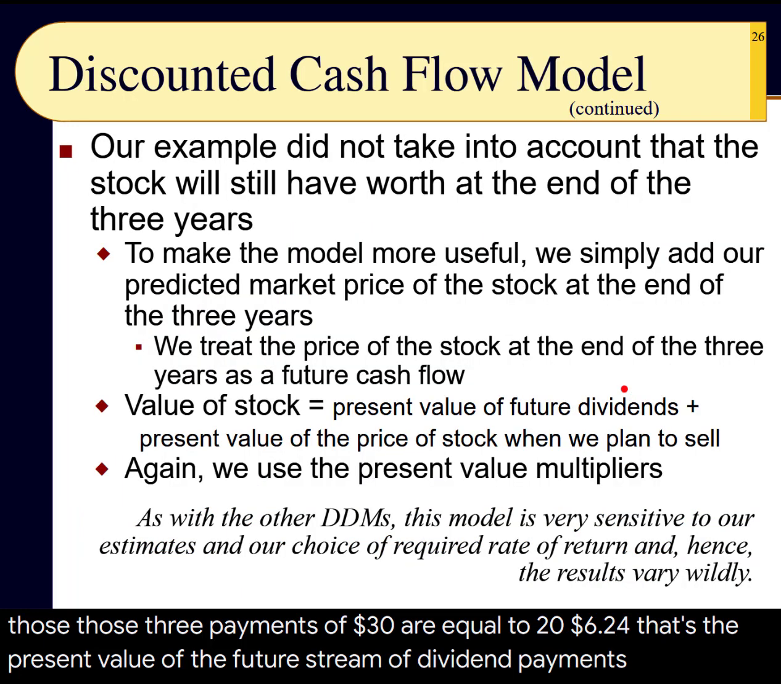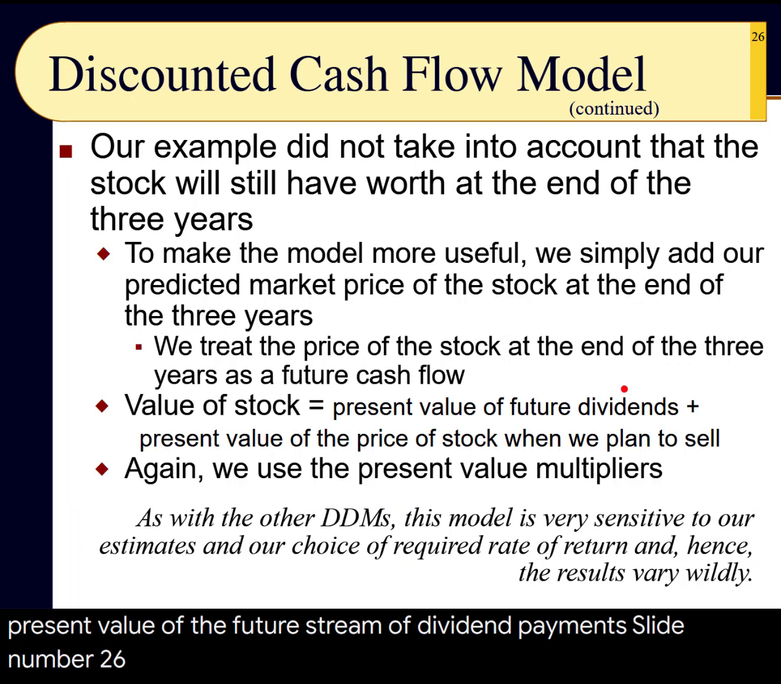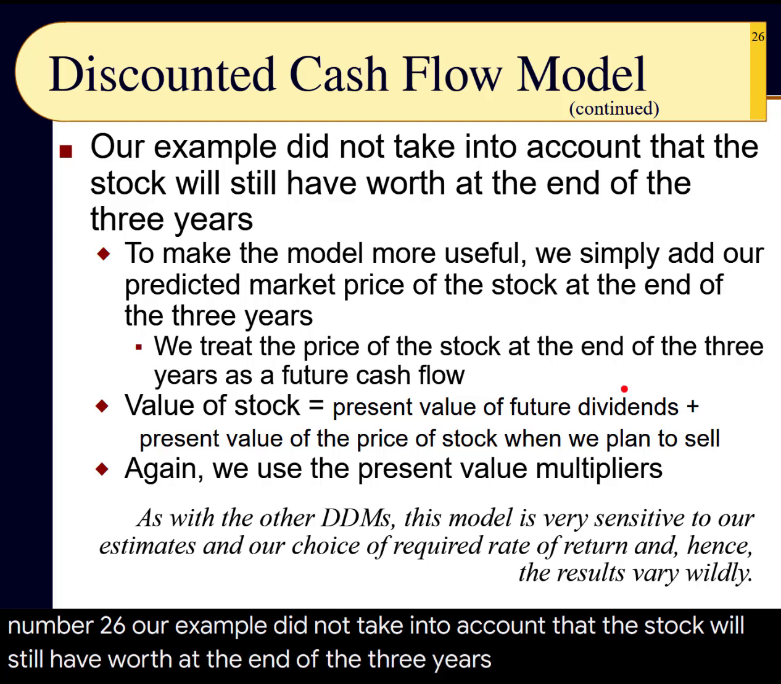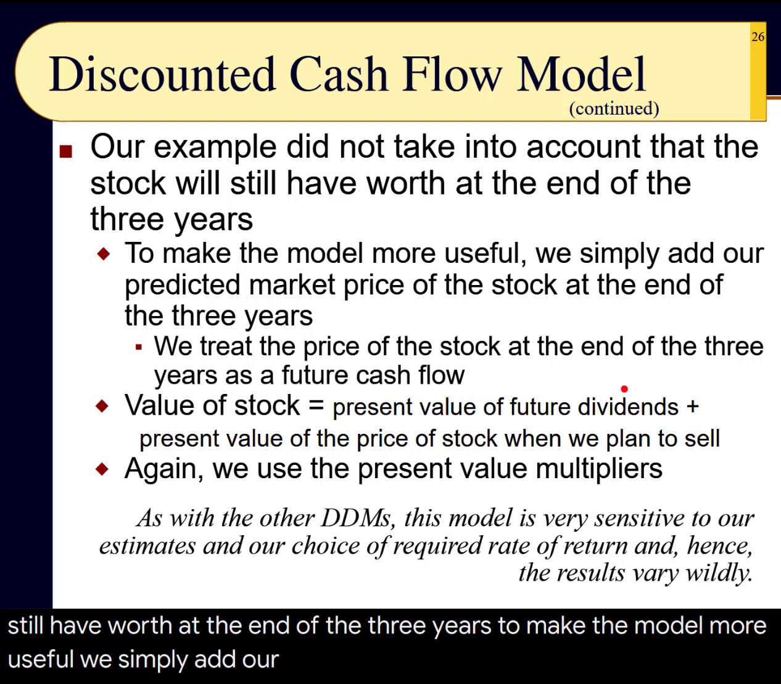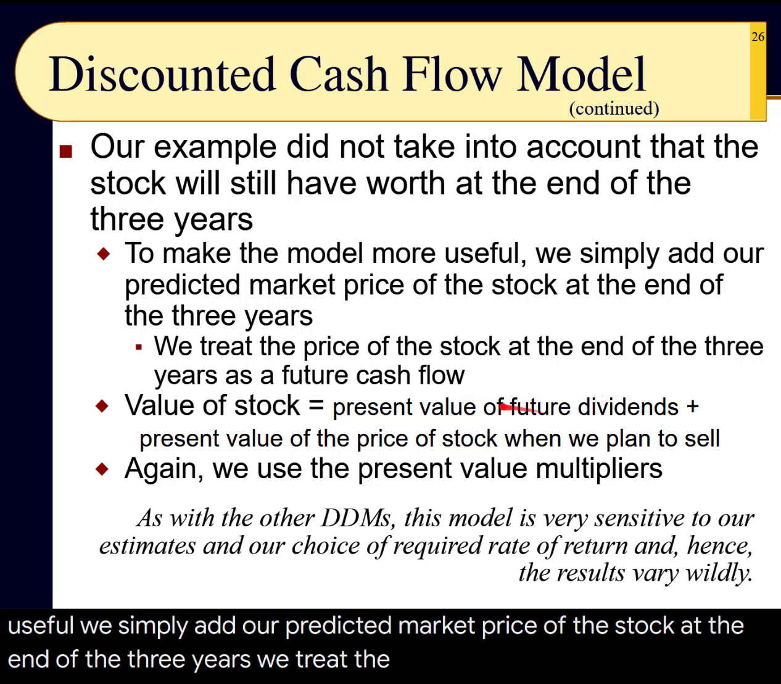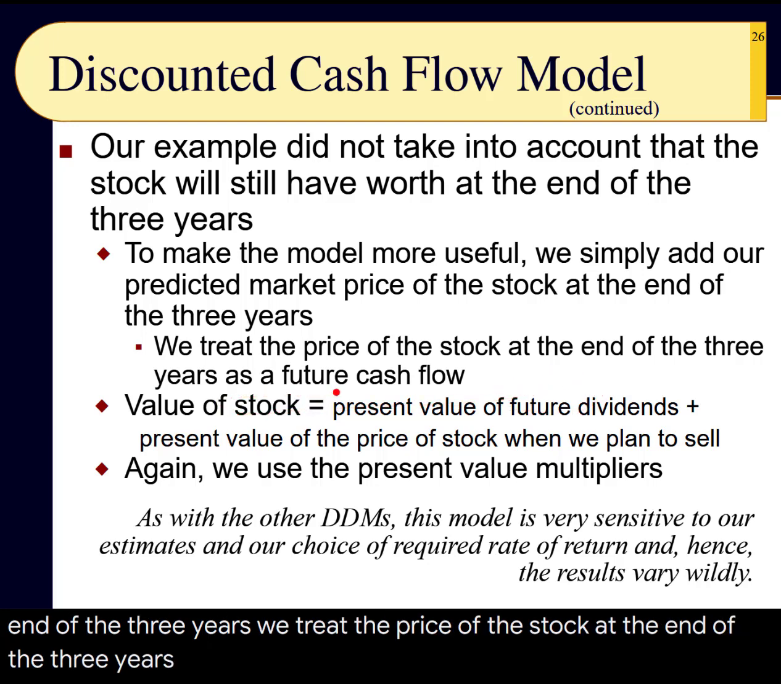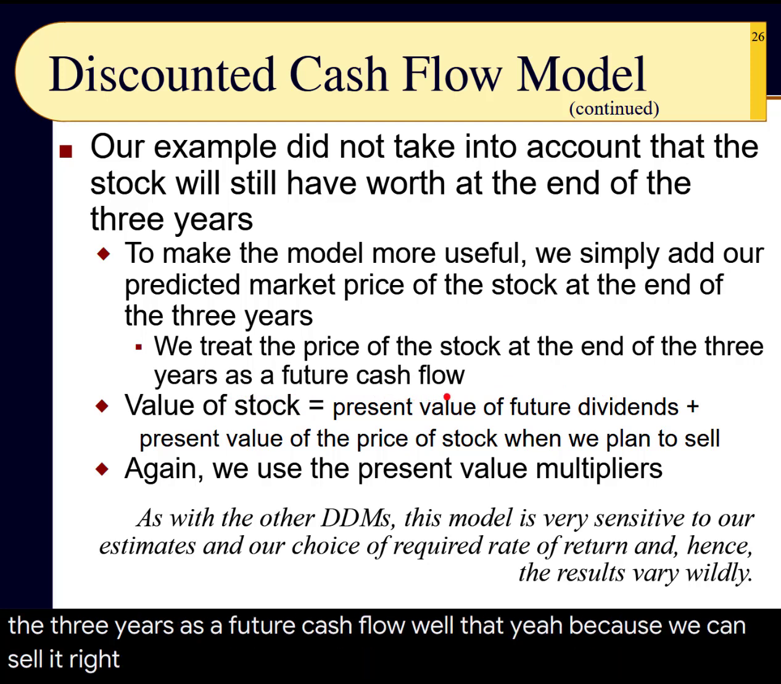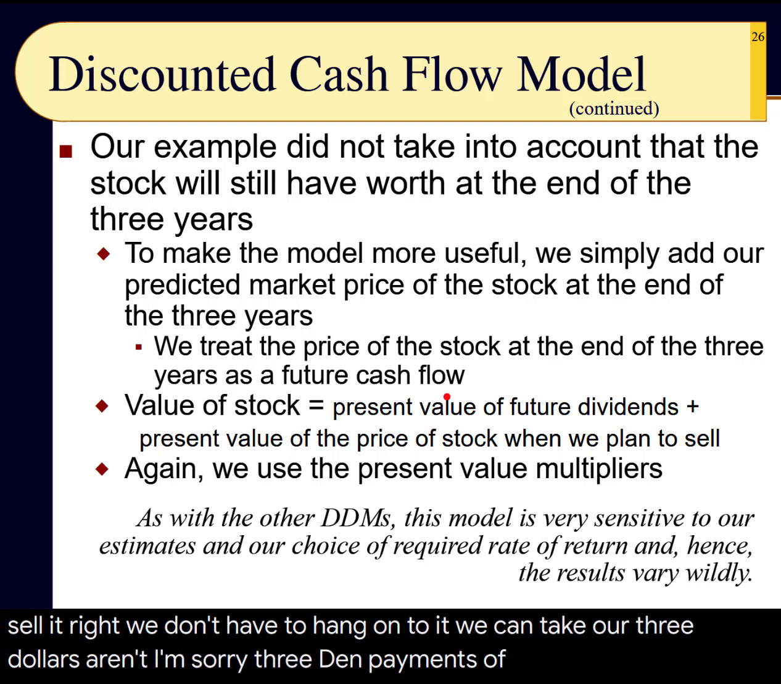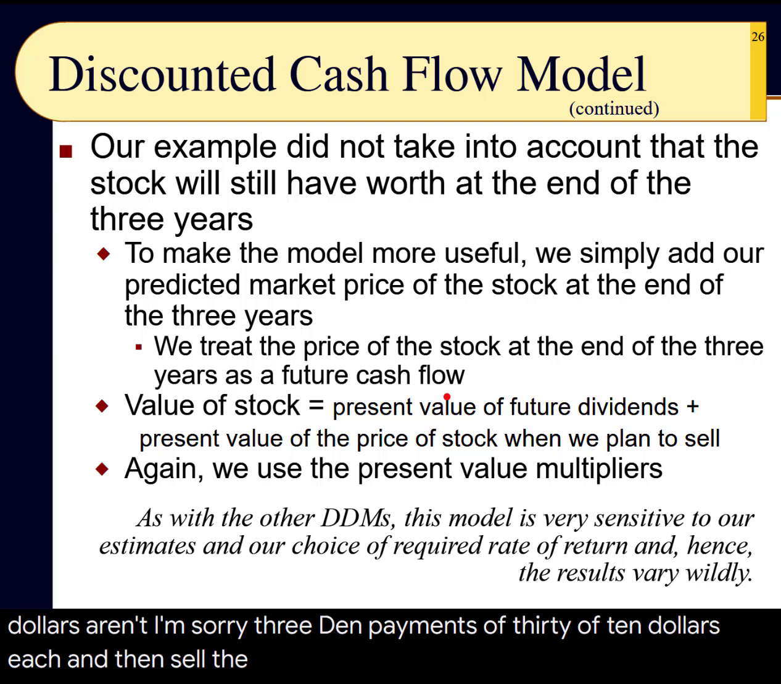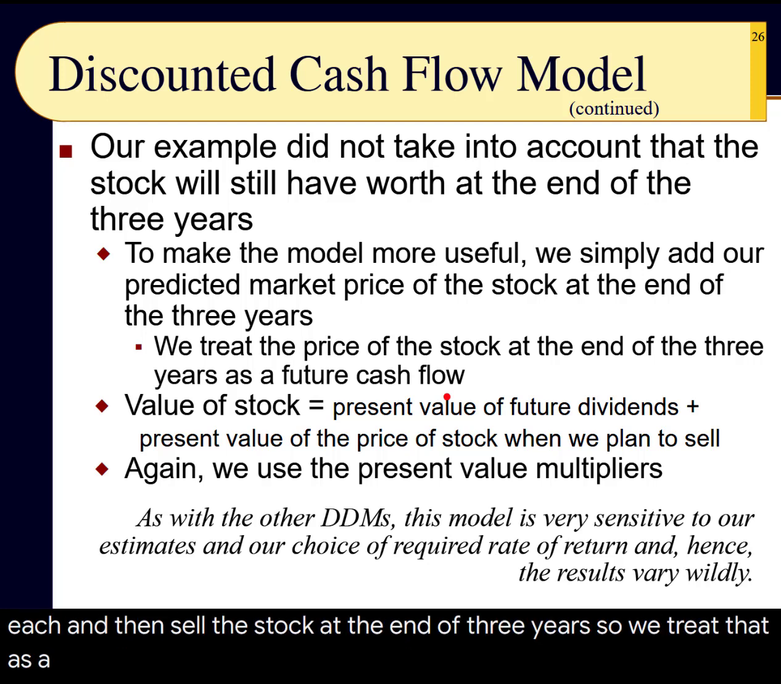Cool. So, slide number 26. Our example did not take into account that the stock will still have worth at the end of the 3 years. To make the model more useful, we simply add our predicted market price of the stock at the end of the 3 years. We treat the price of the stock at the end of the 3 years as a future cash flow. Well, because we can sell it, right? We don't have to hang on to it. We can take our three dividend payments of $10 each, and then sell the stock at the end of 3 years. So we treat that as a cash flow.